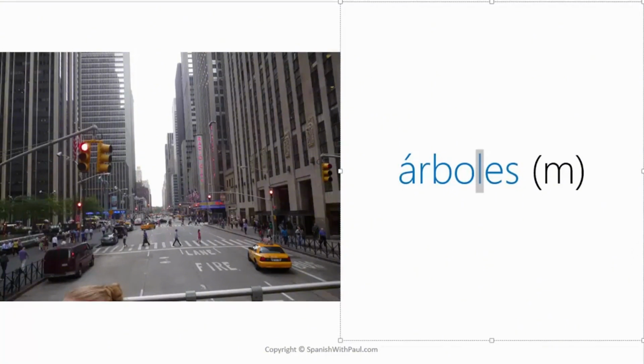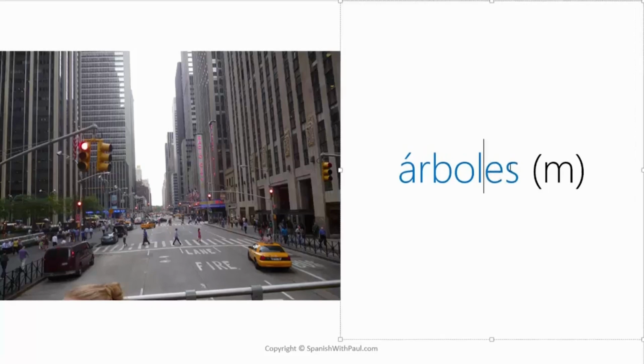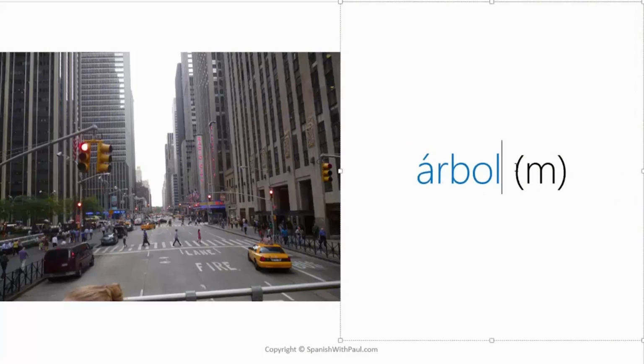It's ending in L. So to say tree would be árbol, and it's classified as a masculine word. So the tree would be el árbol, or a tree, un árbol. But we don't see a tree in the picture. We see plural, we see trees.